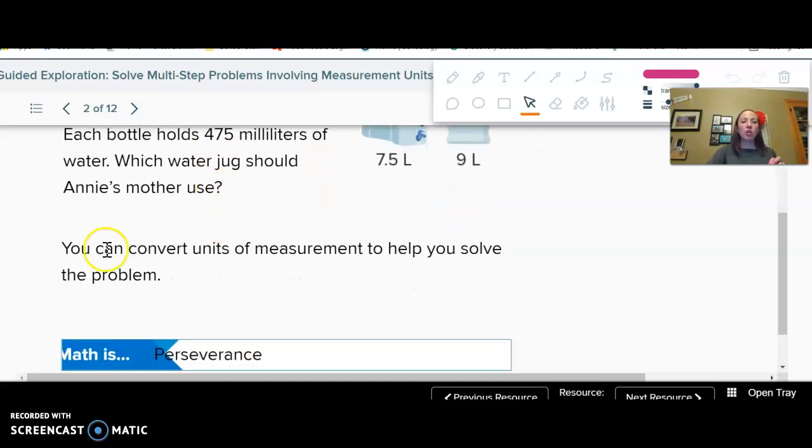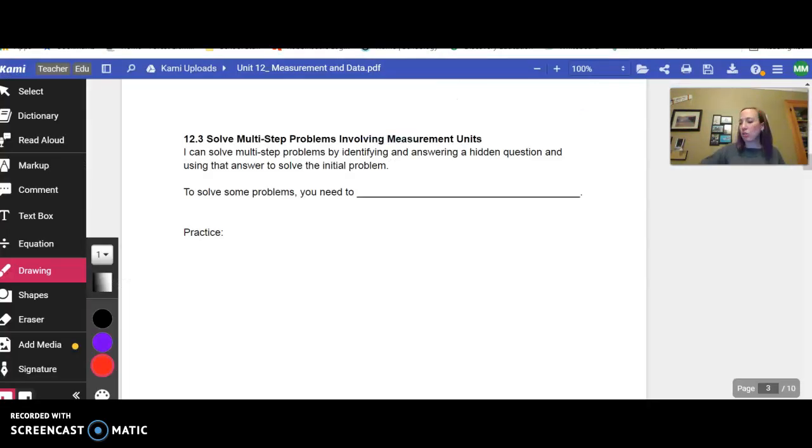Okay, so we need to convert units of measurement, right? If we have milliliters, but then we also have liters, we're going to have to do some converting. So in your notes, go ahead and write, to solve some problems, you need to convert units of measurement. And if you have smaller handwriting than me, then you can fit it all in one line. But on my screen, I do not have small handwriting. All right.